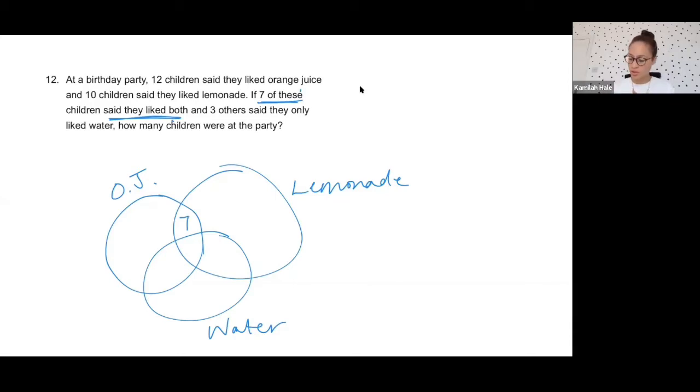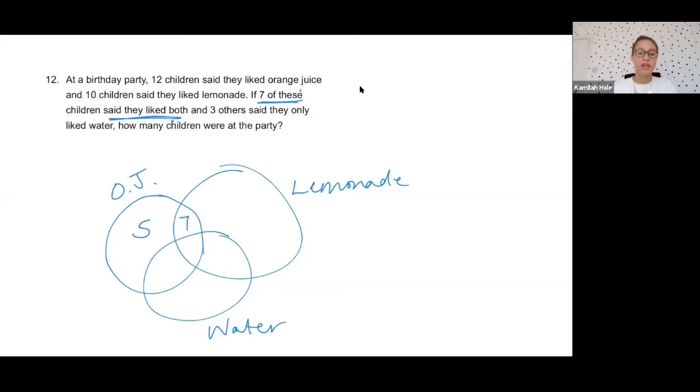Now it says 12 said they liked orange juice. And then of that 12, 7 liked lemonade. So how many orange juice, like pure orange juice, children are left once you take away that 7? 5, good. So now I have 12 children in total that like orange juice, but I've got the 7 that like lemonade as well. So same thing with lemonade.